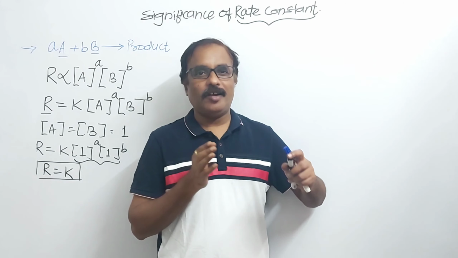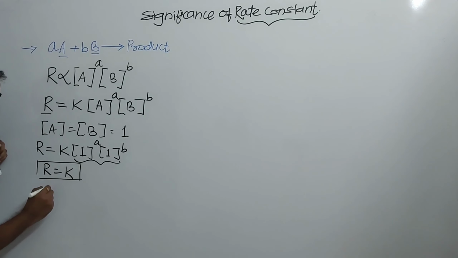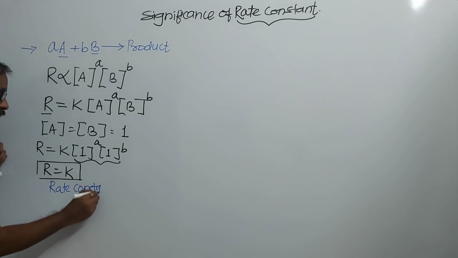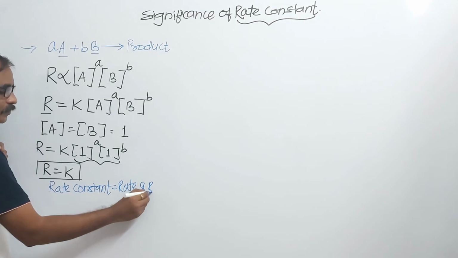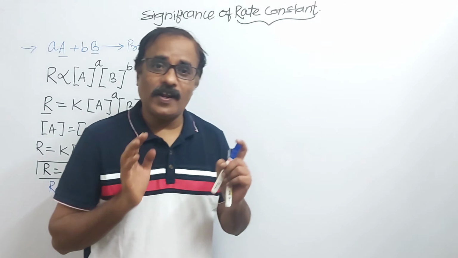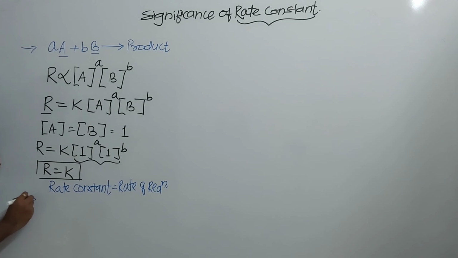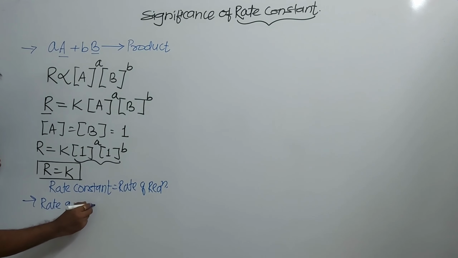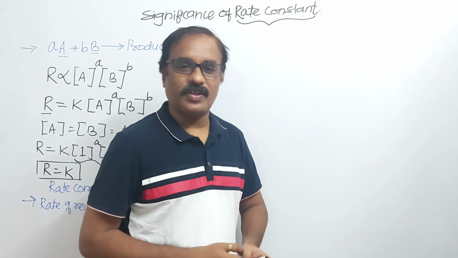Here the rate constant is equal to the rate of reaction when the concentration of reacting molecules is unity. So we can calculate the rate of reaction by using the rate constant. And this is the first significance of the rate constant: we can calculate the rate of reaction.